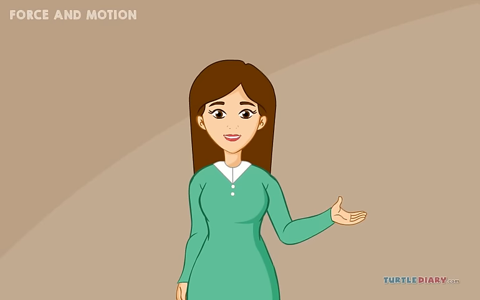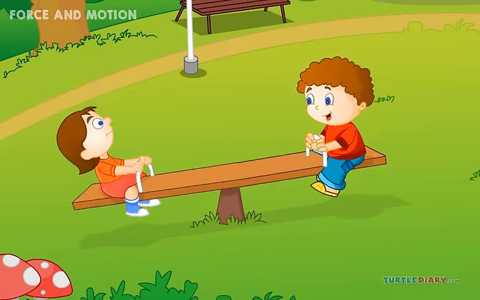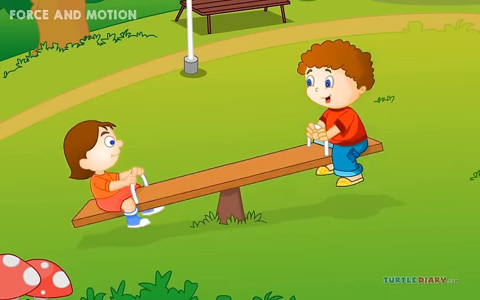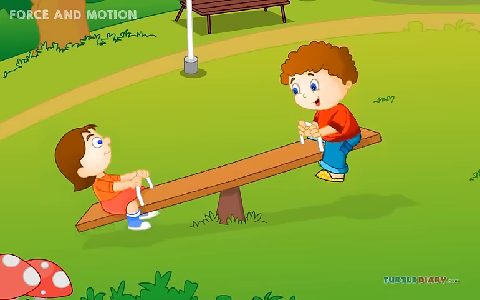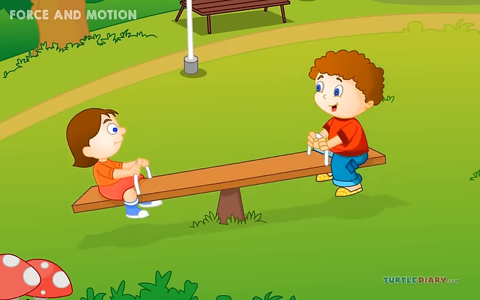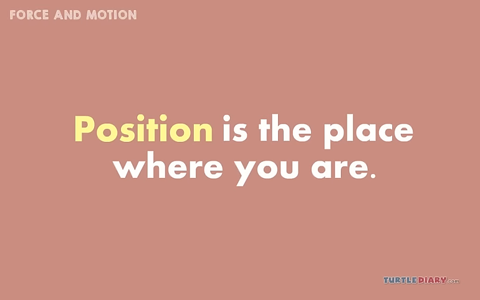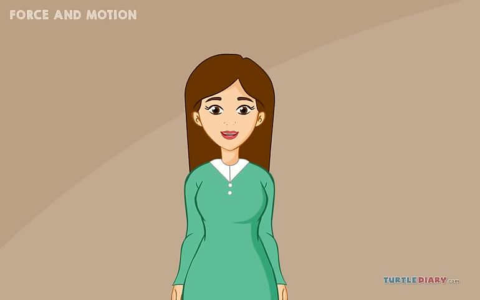When the seesaw is still and you and a friend sit on it, it begins to have motion. One seat goes up while the other goes down. They change their positions. Position is the place where you are. If you change your position, you are moving.